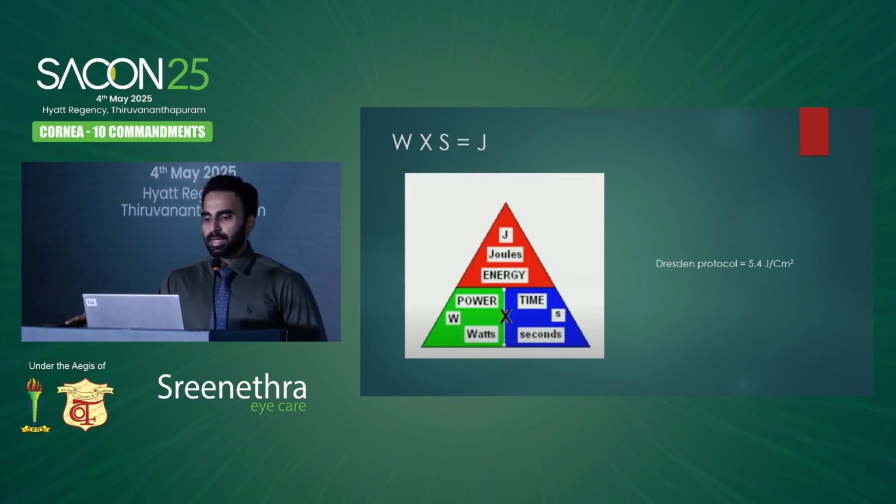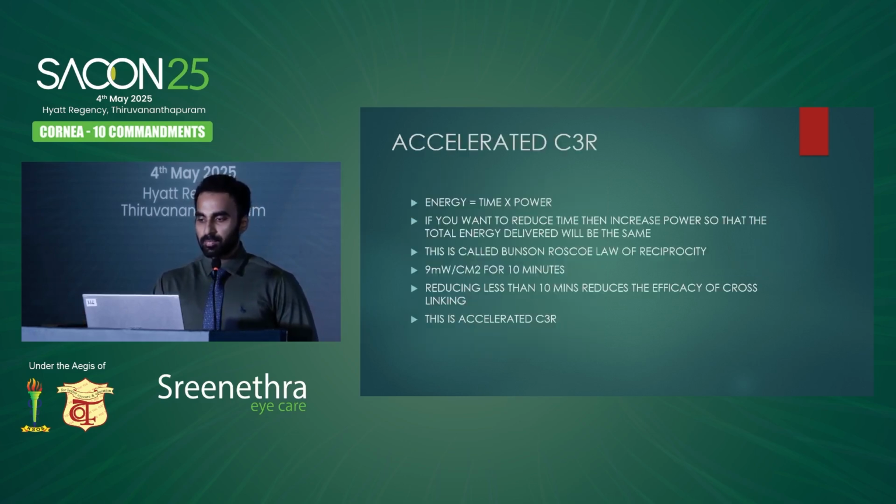So like I said, the Dresden protocol originally dictated that you must use an energy of 5.4 joules per centimeter square. But now in accelerated C3R, these new protocols do deliver the same amount of energy, but by reducing the time and increasing the power. This is known as the Bunsen-Roscoe law of reciprocity, whereby you can reduce the time but increase the power so that the total energy delivered will be the same.